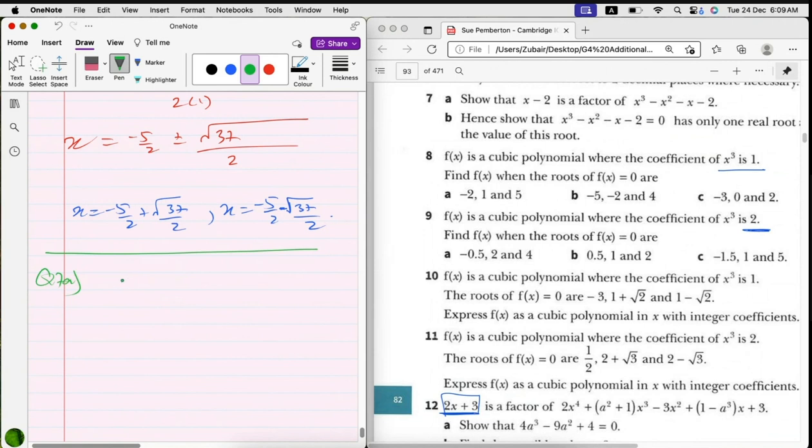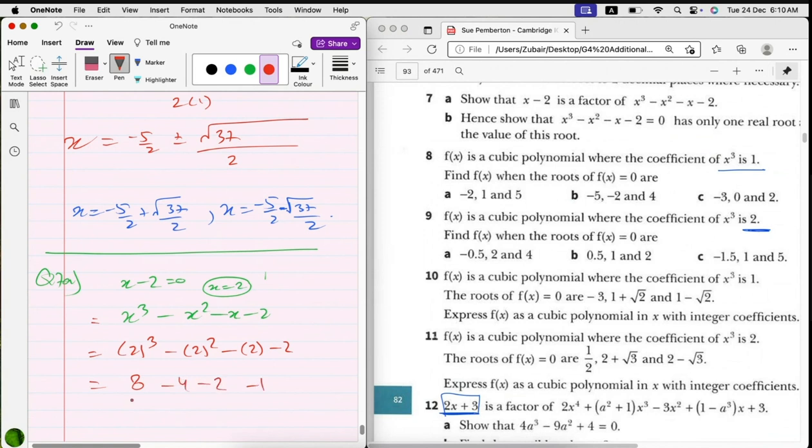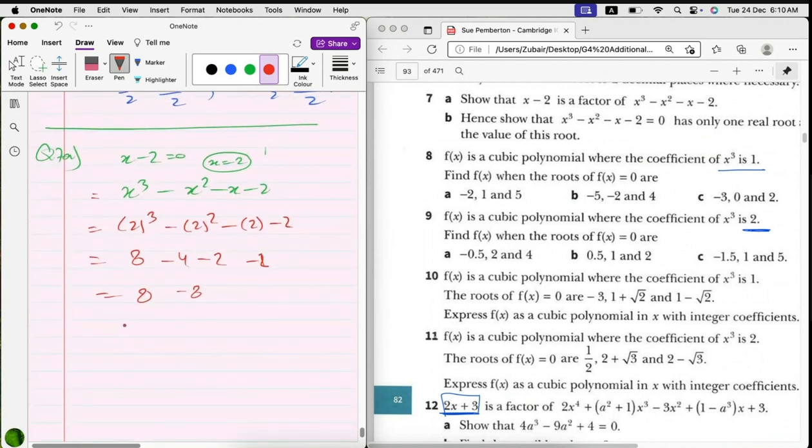7a says that x minus 2 is a factor of x cube minus x square minus x minus 2. So if that's so, x is equal to 2. When you have to show that, you have to show that in writing. 2 cube minus 2 square minus 2 minus 2. 2 cube is 8, minus 4 minus 2 minus 2. That's minus 8, and we get 0. So yes, it is a factor.